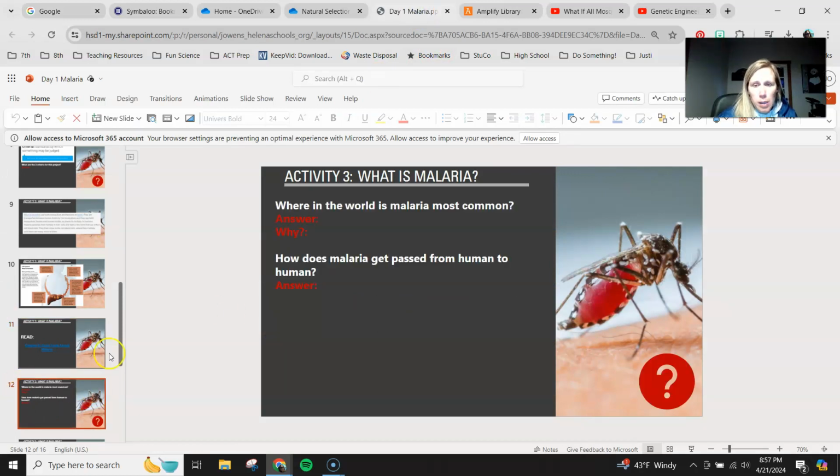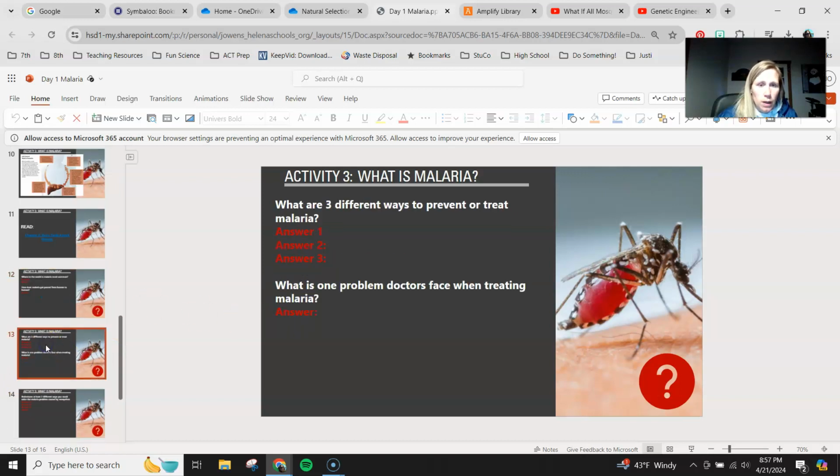Where in the world is malaria most common? How does malaria get passed from human to human? What are 3 different ways to prevent or treat malaria? So it could either be a treatment after someone has malaria, or it could be something to prevent someone getting bit by a mosquito and getting infected with malaria. And then finally, what is one problem doctors face when treating malaria? So you should be able to get most of those from your article. But please use your own words, don't copy and paste.